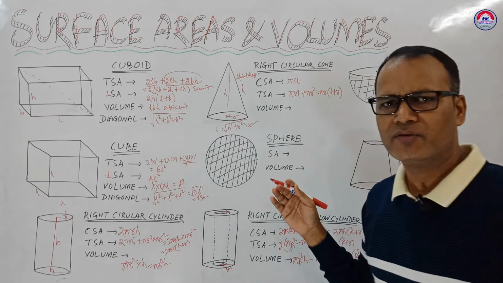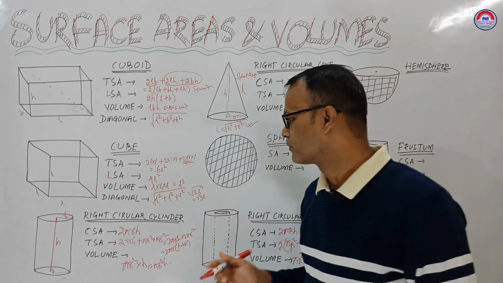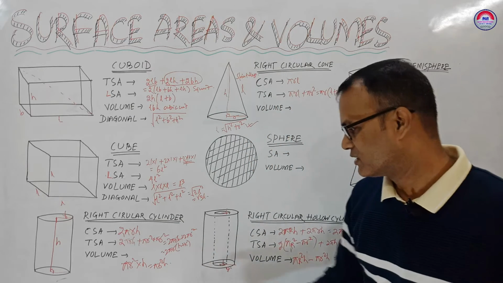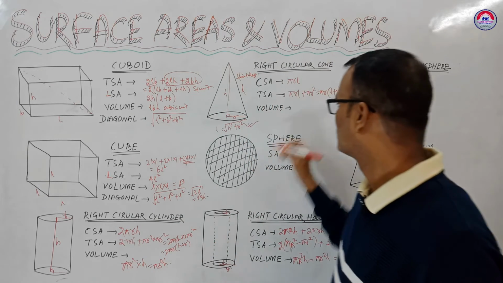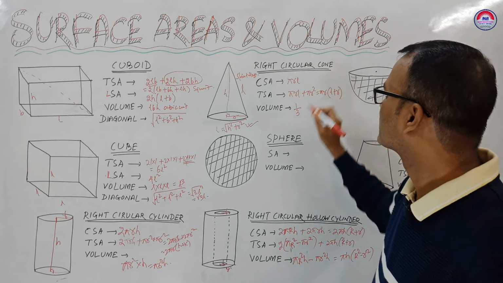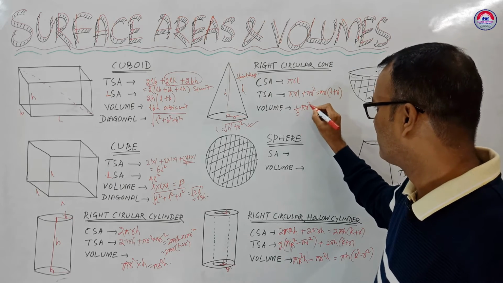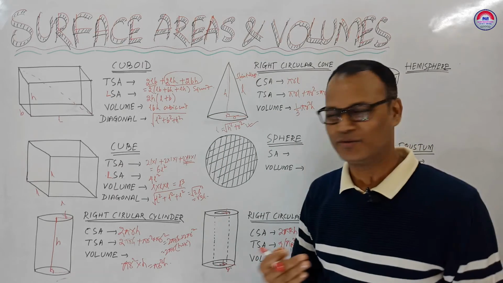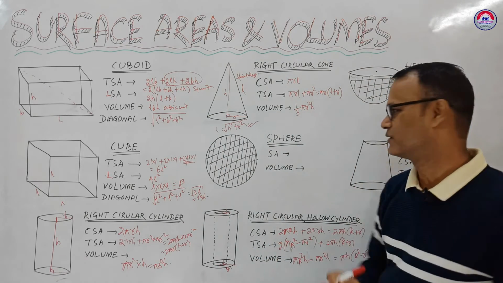You can easily remember the volume of a cone if you remember the volume of the right circular cylinder. Right circular cylinder volume is pi r square h. So the volume of the cone is 1 by 3 pi r square h. So first you remember this formula, then we'll do the questions in a next video.